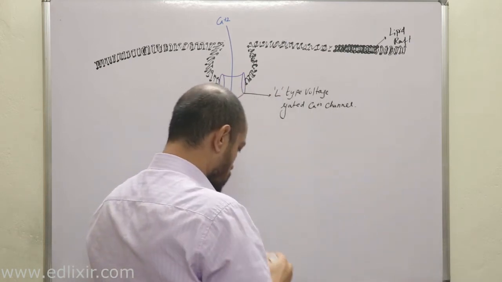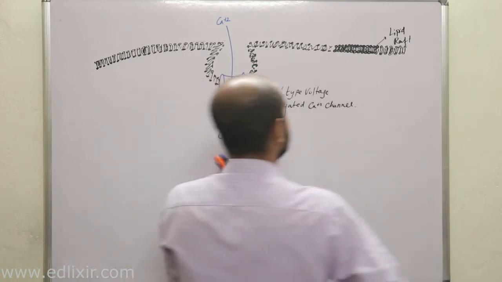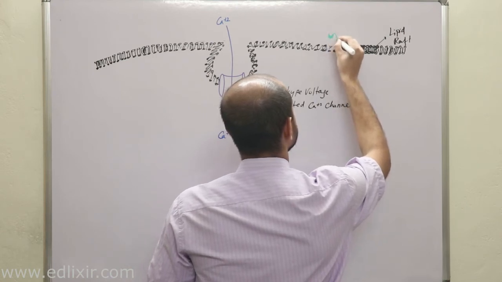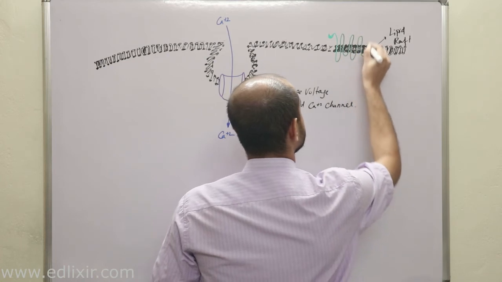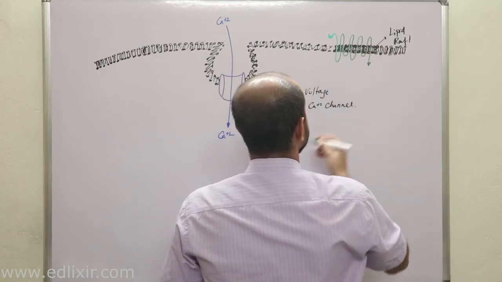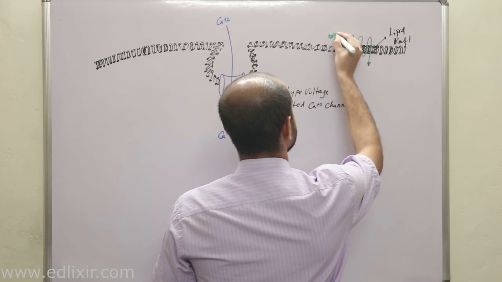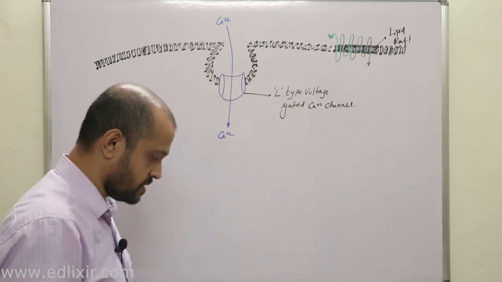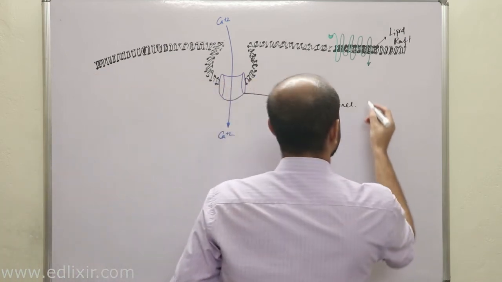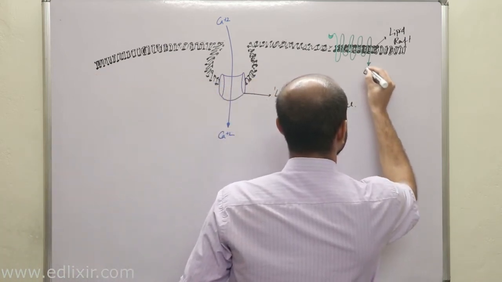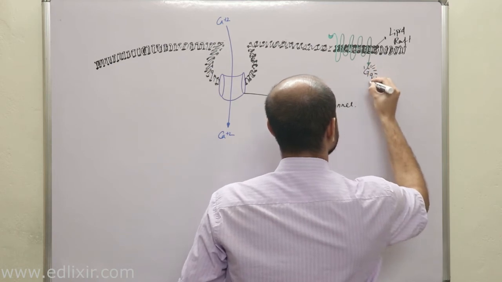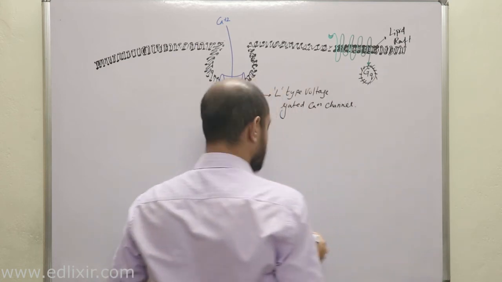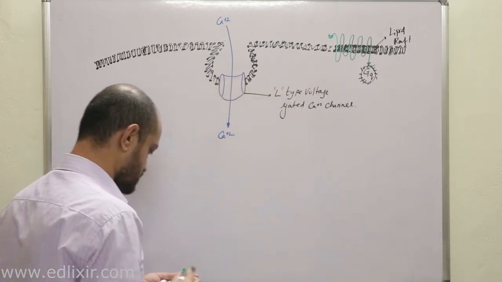Now listen, in the spaces of lipid rafts, G protein coupled receptors are actually present. Clear? GPCRs or G protein coupled receptors are actually present here. Now listen, these G protein coupled receptors are actually coupled to GQ. Clear? They are coupled to what? GQ. Okay?